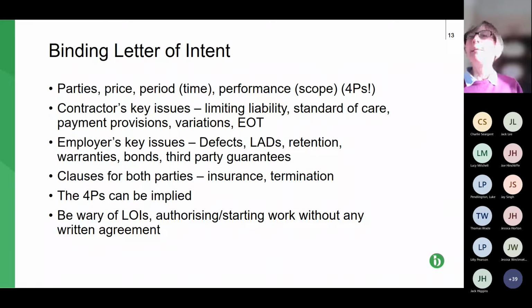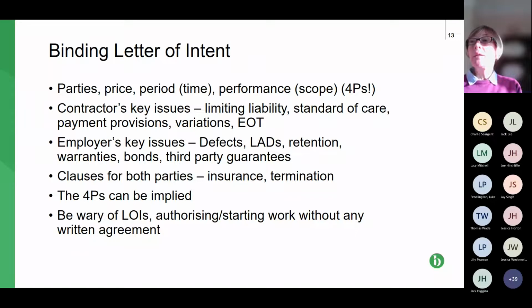So the binding letter of intent, typically, bit of a spoiler alert, it will be quite a long document. So you're looking at 2 to 4 pages, possibly more. And the reason for that is it's setting out lots of terms and conditions which are binding on the parties as far as that letter of intent is concerned. So usually, the slide deals with the kind of issues that you would expect to be covered in a letter of intent. So those 4 Ps.